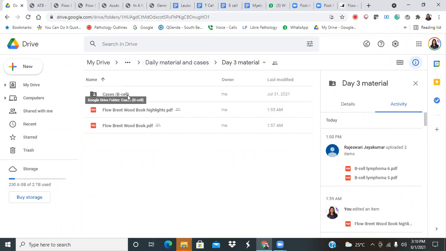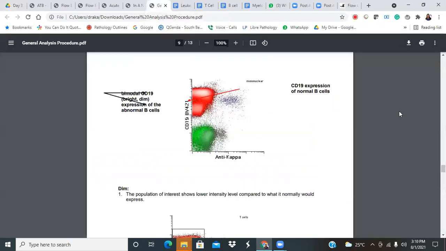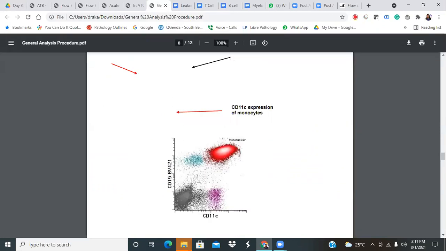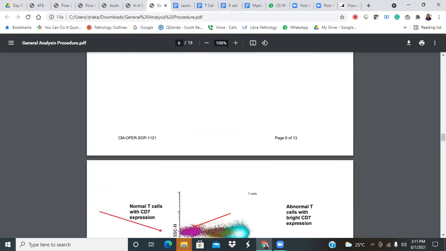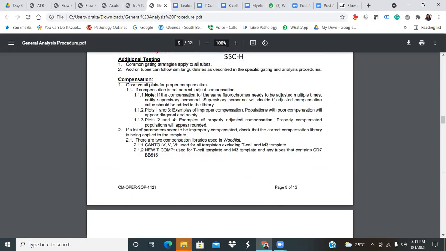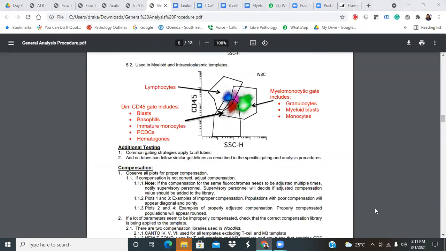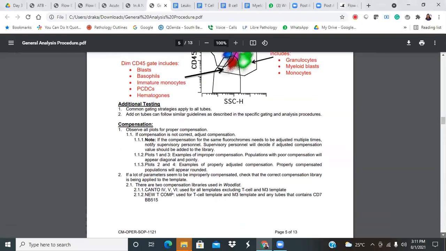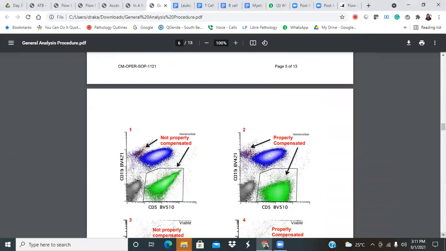Okay. There was a question about compensation. I wanted to show this general gating. So, in the meantime, Halima asked, you were saying that in these cases there are two tubes.